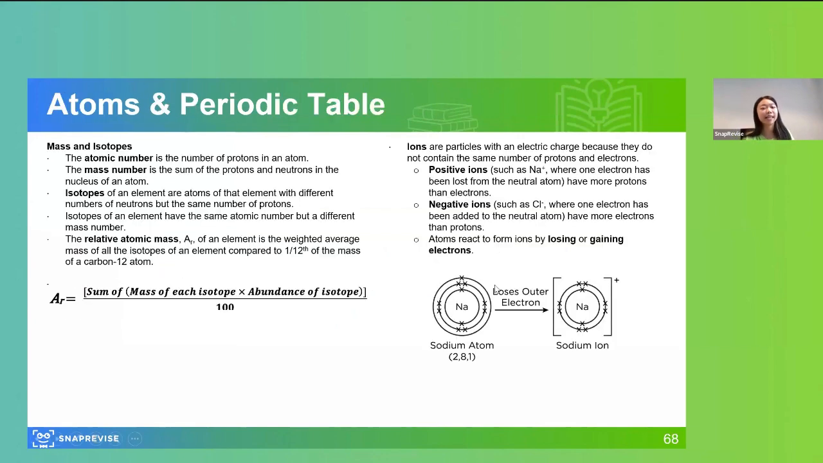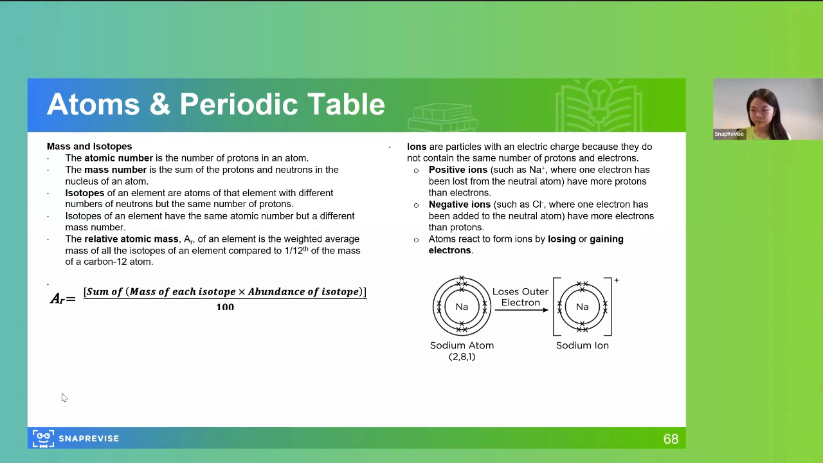Right. First topic is atoms and the periodic table. This one is a relatively easy one, very straightforward. With the mass and isotopes topic, you need to know the definitions by heart. You just need to know them word for word.